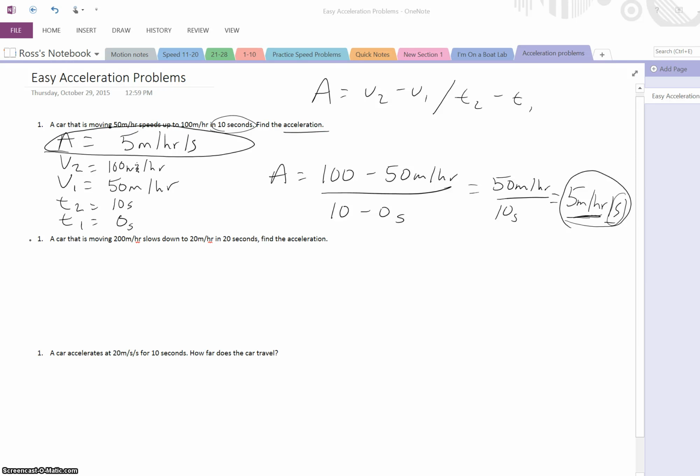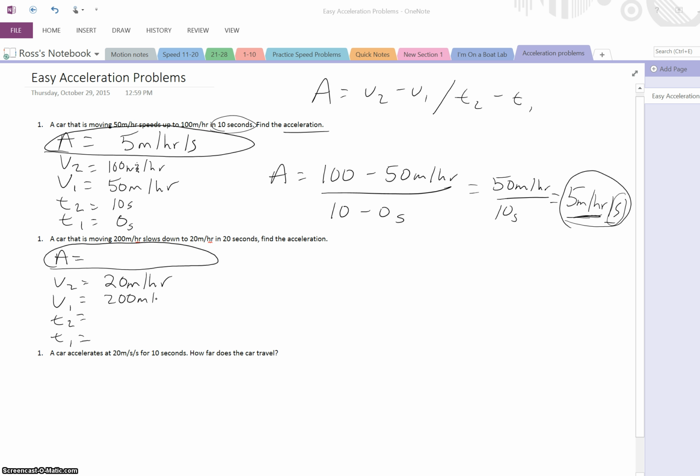The numbering got messed up here, but this question, the second number one: a car that is moving 200 meters per hour slows down to 20 meters per hour in 20 seconds. Find the acceleration. So again, we're solving for A, V2, V1, T2, and T1. So it is moving 200 meters per hour and it slows down to 20 meters per hour. So the second velocity is actually 20, because it starts out moving 200 meters per hour, but it slows down.